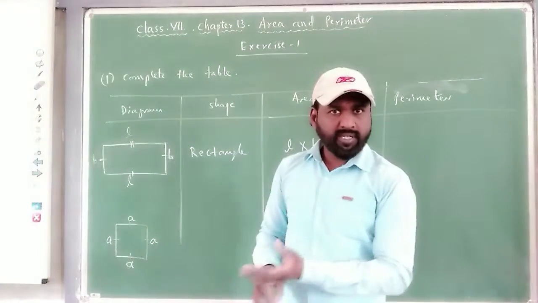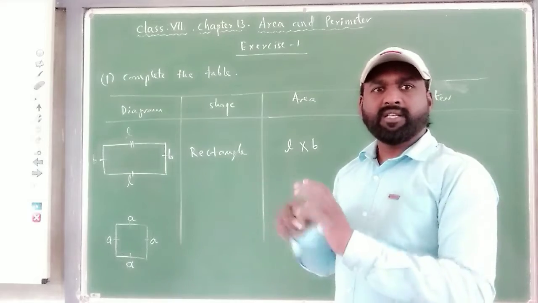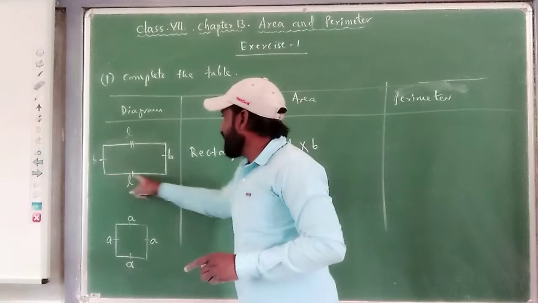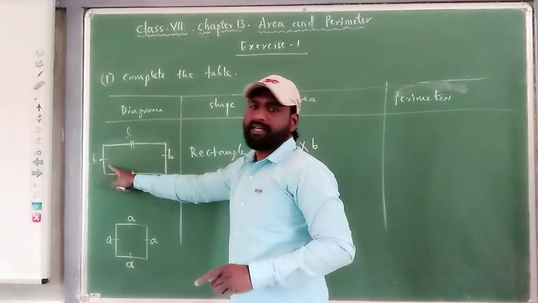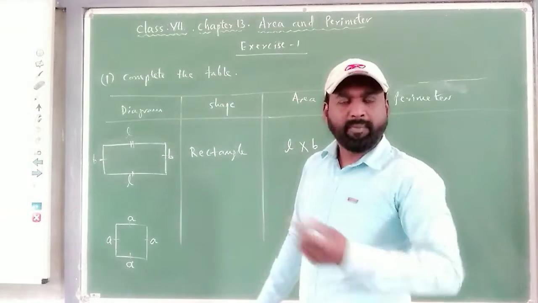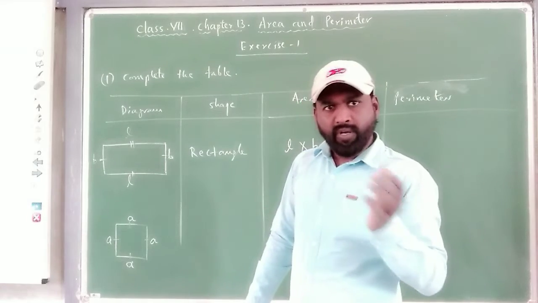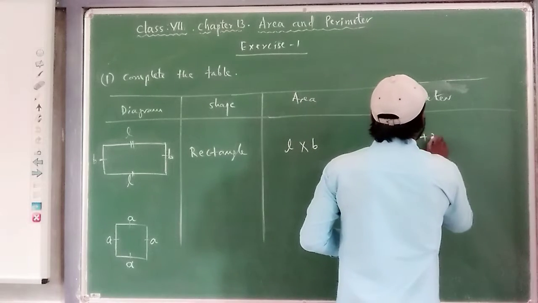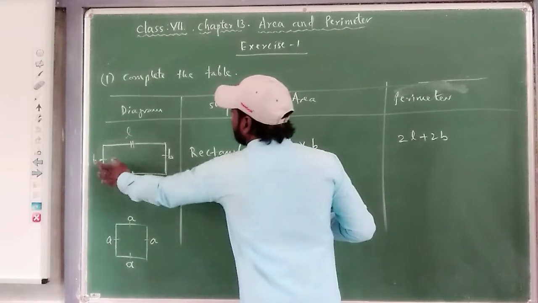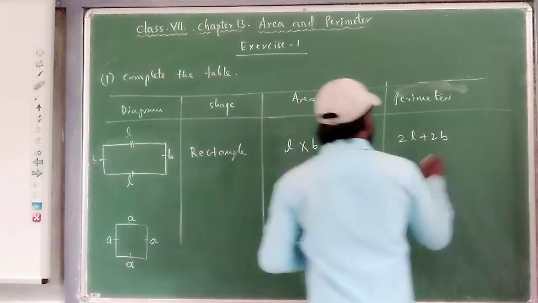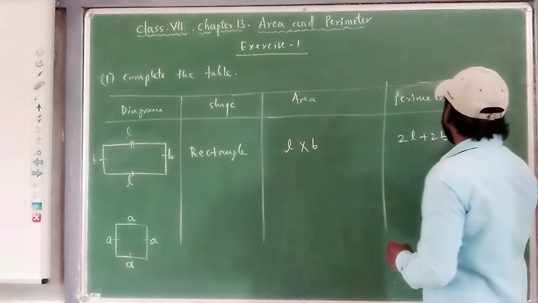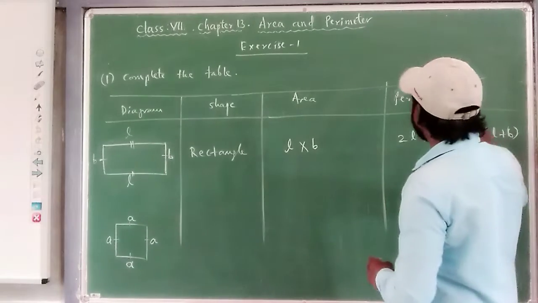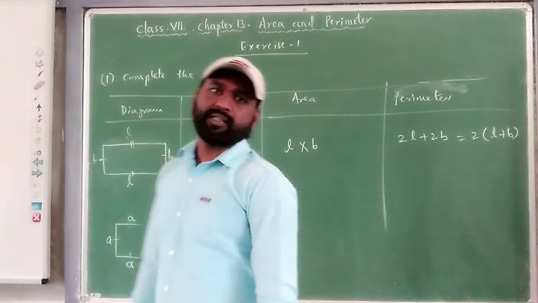Perimeter means nothing but the length of the total boundary. How many lengths are there? 2 lengths. How many breadths are there? 2 breadths. So add 2L plus 2B. If you take 2 common, it is 2 into L plus B. See, L and L, B and B: 2L plus 2B. From this, you can take 2 as common, then you can write 2 into L plus B. That's all. This is how we can find the perimeter of a rectangle.